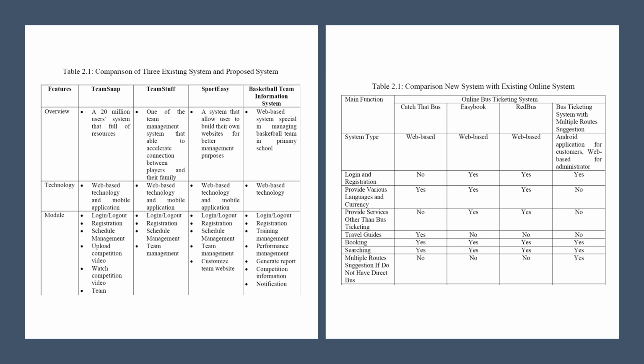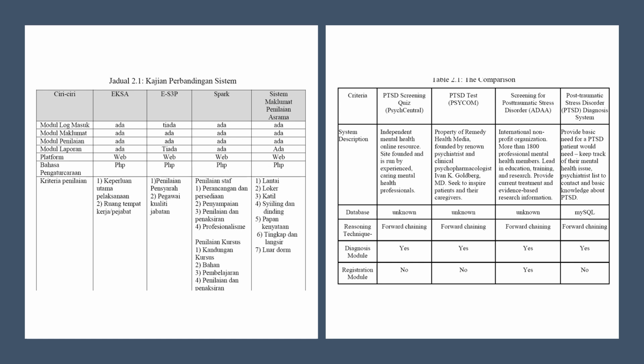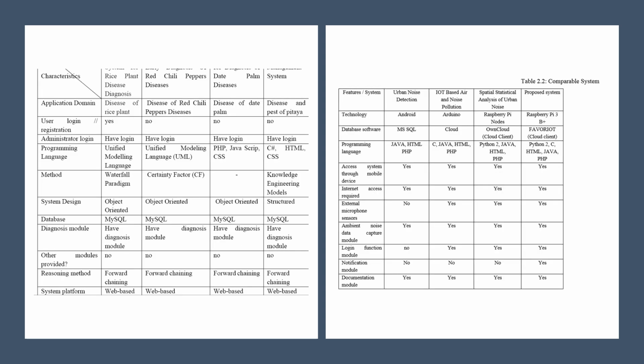Some students focus on the module only. Some other students review various features like system type, the technology, the database used, the programming language used, and so on. So this is the variation. You can refer to it and choose what you want to write. This is another example.